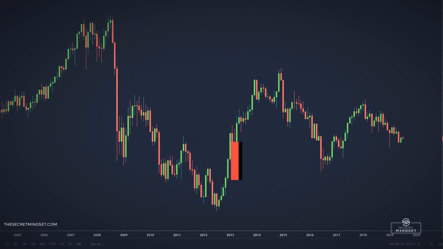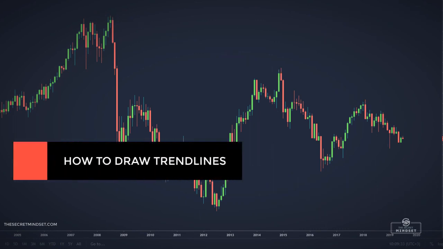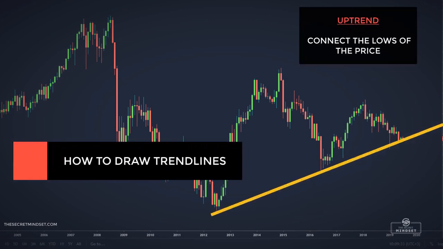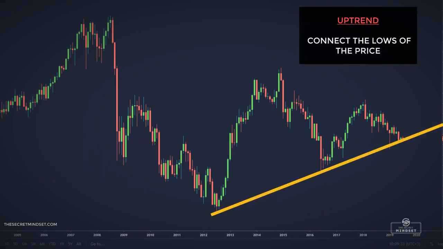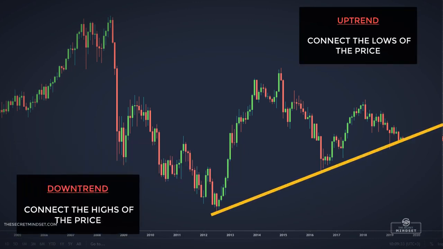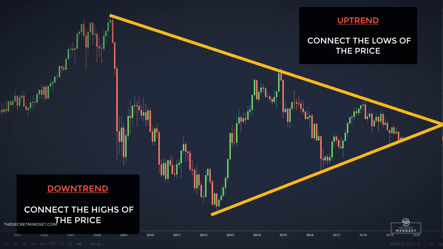Now, how to draw trend lines? In an uptrend, you look to connect the lows of the price. In a downtrend, you connect the highs of the price. A valid trend line connects two or more points that define the trend.